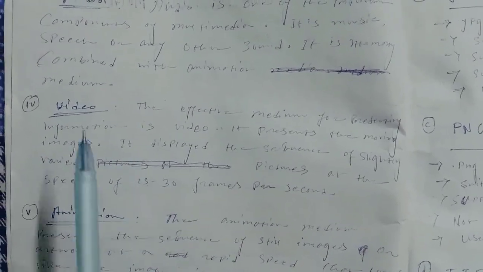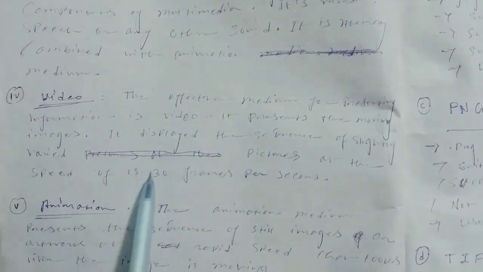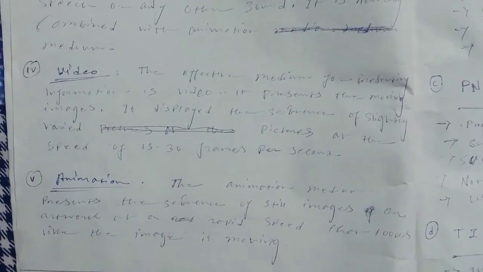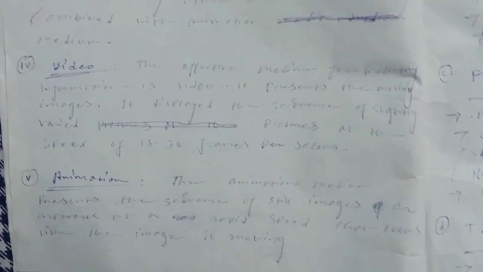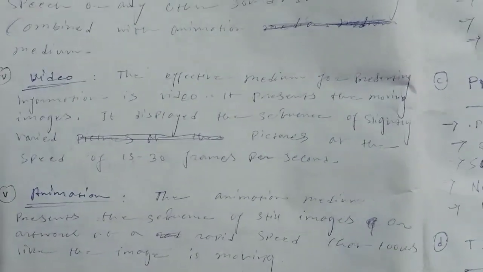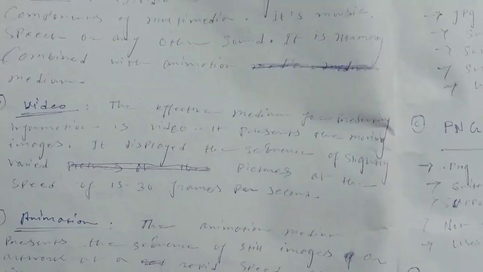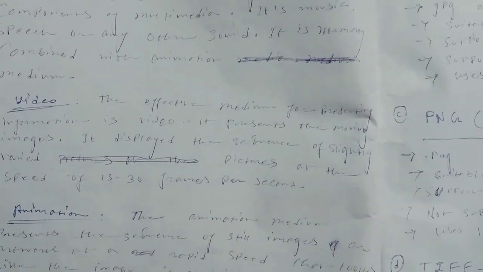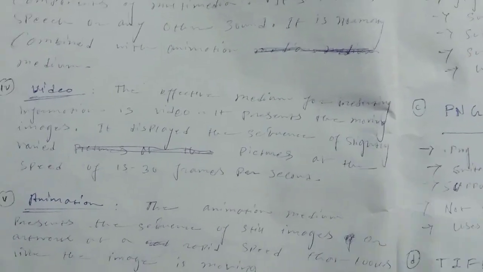The fourth is video, and you know what video is. You are watching the video, right? So video is an effective medium for presenting information. The moving images display a sequence of slightly varied pictures at a speed of 30 to 50 frames per second. So you know the term FPS, right? In modern cameras or modern Android phones, the FPS of the camera is higher. So the higher the FPS, the smoother and more perfectly the video will run.